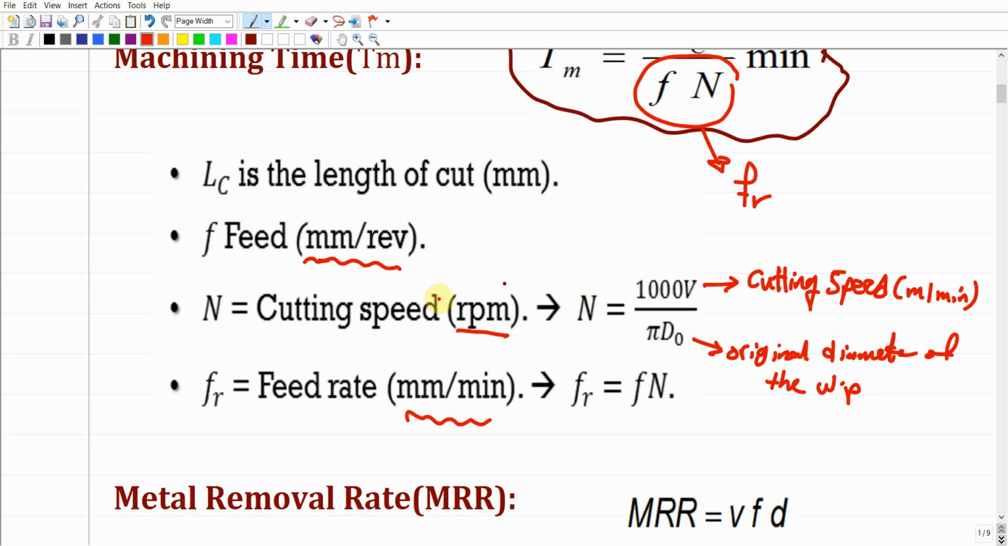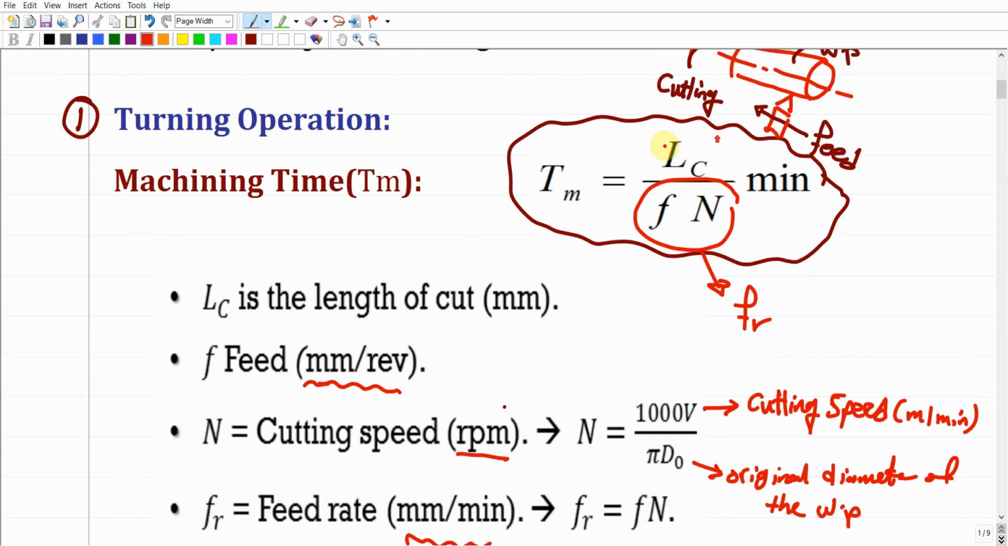You're gonna calculate N, multiply N times F. You're gonna end up with the denominator to calculate the machining time. Make sense? How about LC? LC, it is the length of the cut.